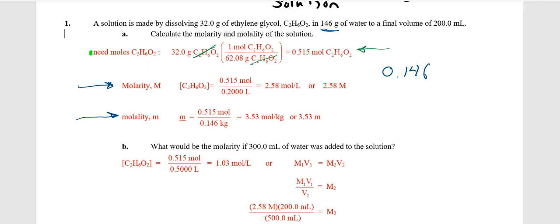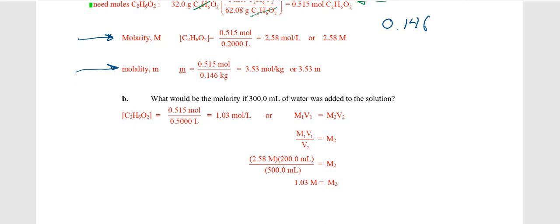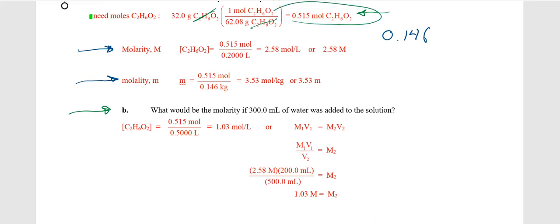The only other way you have to deal with molarity, especially in the lab, is when you have a solution and then you add water to it and dilute it. So in part B, I asked what would be the molarity if 300 mLs of water was added. You could fall all the way back to the beginning and go, I have the moles of solute, so let me divide by the new volume of solvent. And that's exactly what you should do. And you get your new molarity of 1.03 moles per liter.